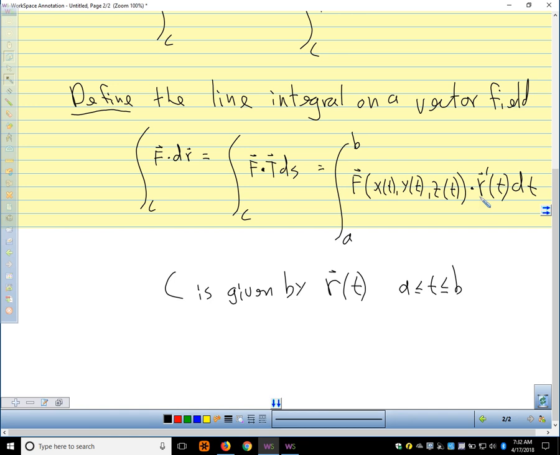So let's take a look at how we're going to evaluate some of these, and then we're going to come up with a relationship between vector line integrals and scalar line integrals. Because to evaluate a vector line integral, we do a dot product, so we end up with a scalar that we're actually integrating. But we want to come up with a more explicit relationship between a vector line integral and a related scalar line integral. All right, so let's evaluate some of these. Questions before we go on? Okay.